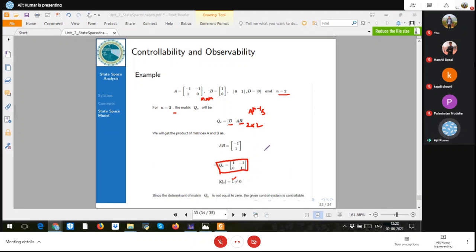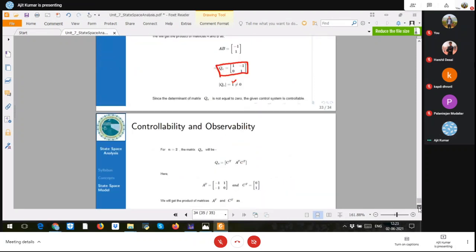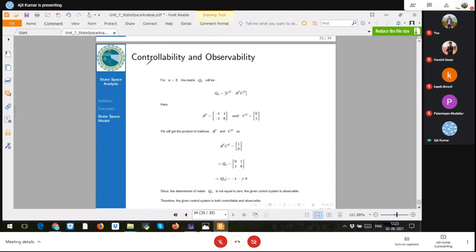Coming to the observability part. So let's see the observability part. Again n equals 2, your Q0 will be C transpose, A transpose C transpose. So you can convert your A matrix as A transpose like this, C transpose like this. So your A transpose C transpose will be 1 0. So Q0 will be 0 1 1 0. Right? So I think please check.